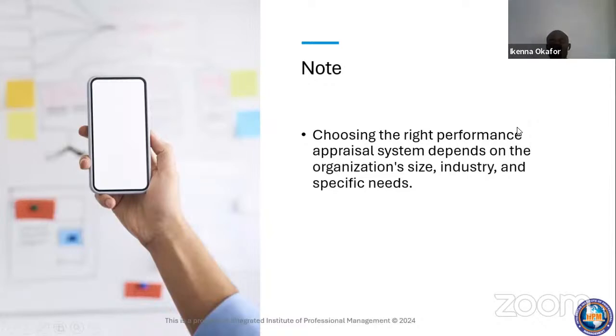Choosing the right performance appraisal system depends on the organizational size, industry, and specific needs.